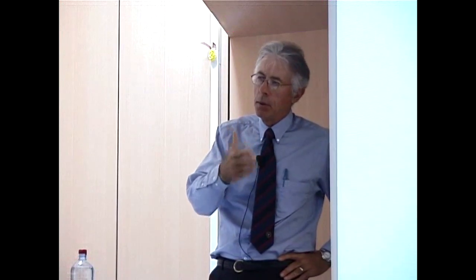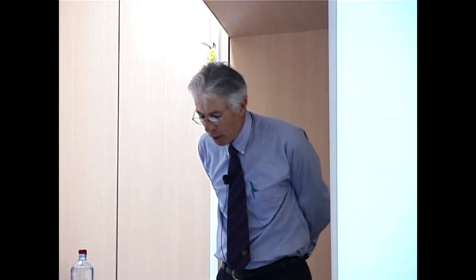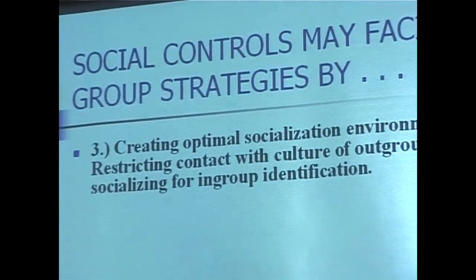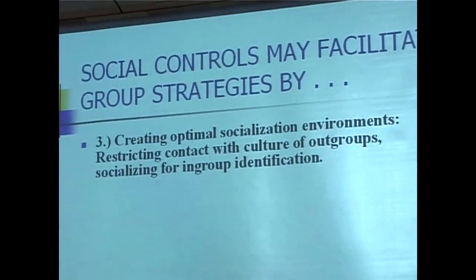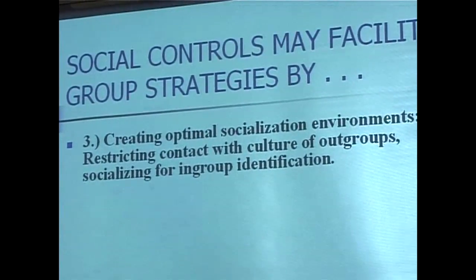A third way that social controls can facilitate group strategies is by creating optimal socialization environments. Essentially what all these groups do, we're talking about the Assyrians, the Puritans, the Mennonites, and the Spartans, is that they tended to restrict socialization with the culture of the surrounding peoples. That was part of the previous synod. You wouldn't be able to drink wine with people, but just simply restricting contact with members of outgroups. And of course, socializing for in-group identification. It's very important to get the children on board, very young, to identify with this, to think that they are part of this group.